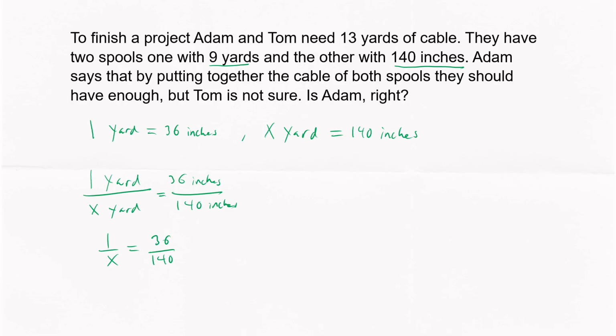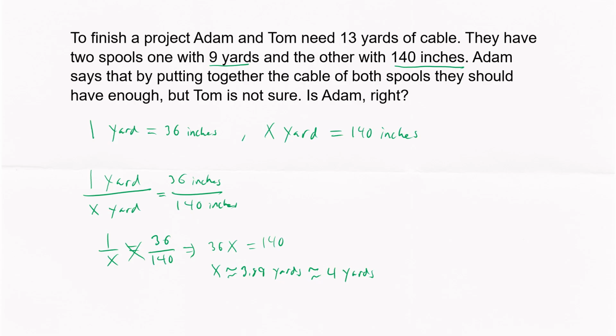To solve for X, we cross multiply first, and when we do that, we get 36x equals 140. To solve for x, we divide both sides by 36. That gives us x is approximately 3.89 yards. So 140 inches is equivalent to approximately 3.89 yards. Now what Adam did is that he rounded up to the nearest whole number, which gave him 4 yards.